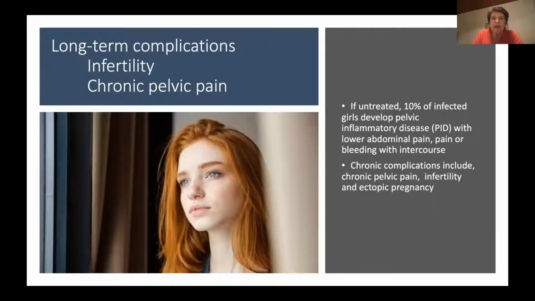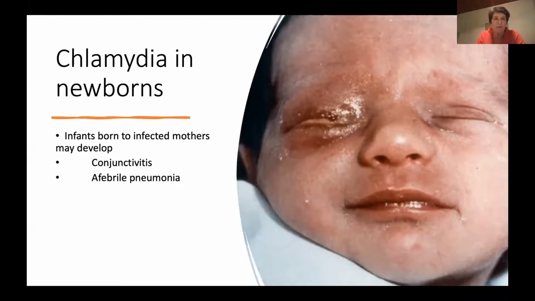Chlamydia is the leading cause of involuntary infertility in the world. And my gynecological colleagues tell me of patients all the time who are coming in with chronic pelvic pain after they've sustained this infection. If untreated, around 10% of infected girls will develop acute pain or pelvic inflammatory disease. But the chronic complications occur in about 10% of those. And these are the severe complications of infertility and risk for ectopic pregnancy.